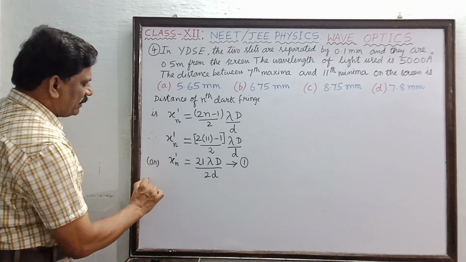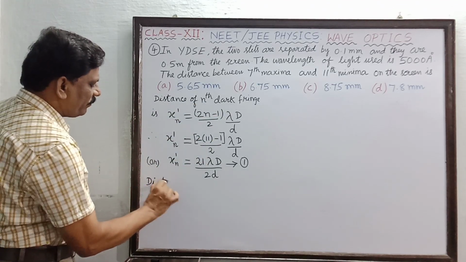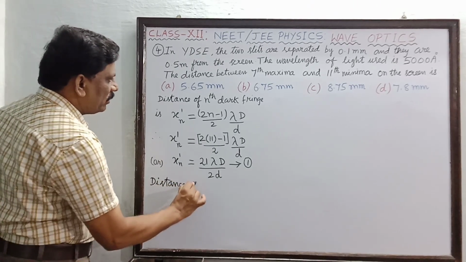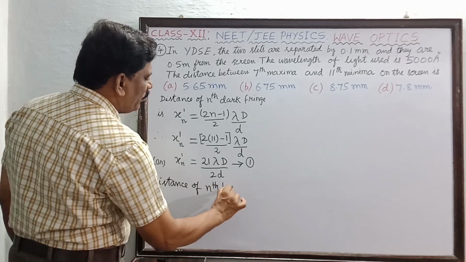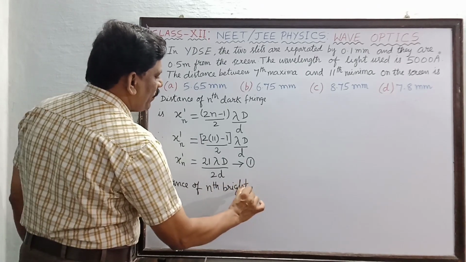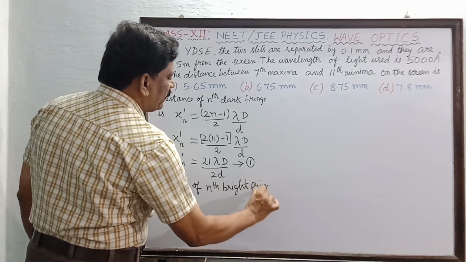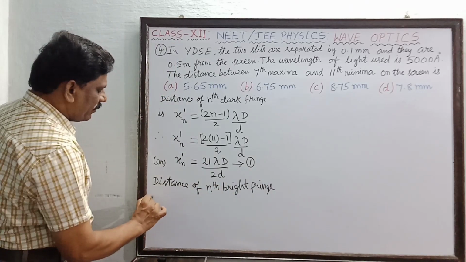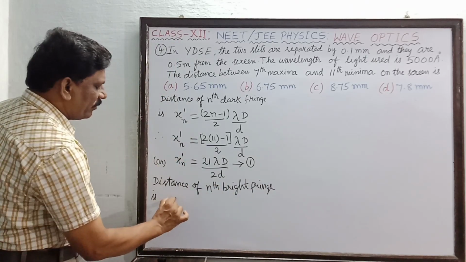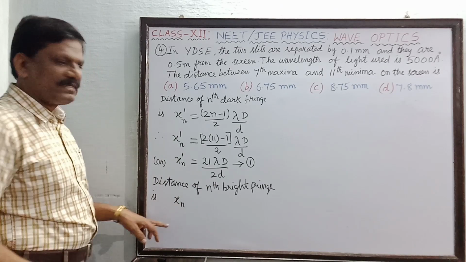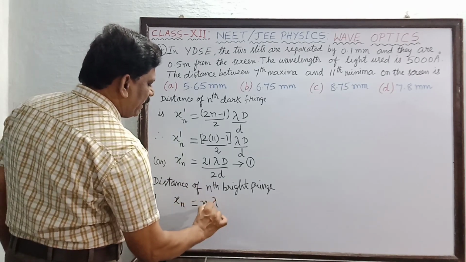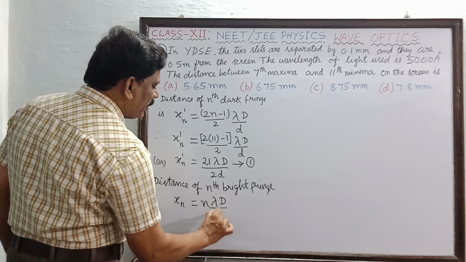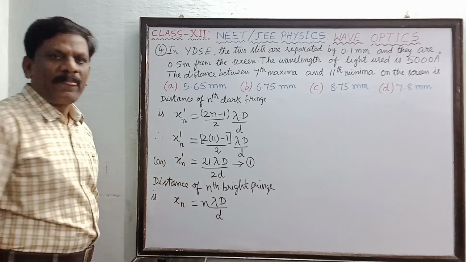Now the next one is the distance of the nth bright fringe. So what is the condition? It is given by xn. For this I will use the symbol xn, which is equal to n lambda D by d.